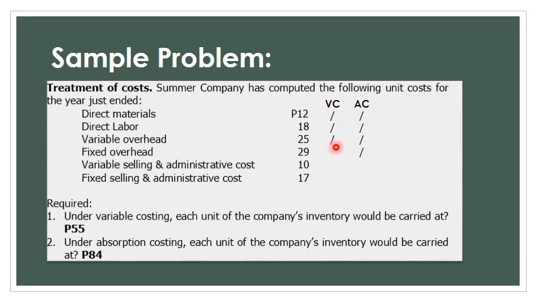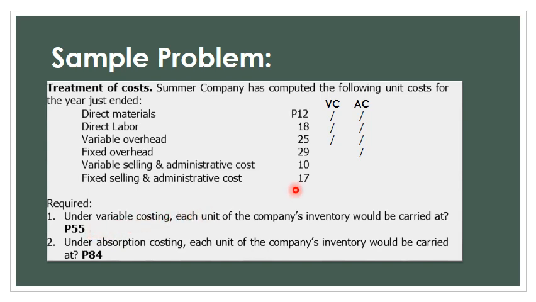So, sila yung may check, sila yung included sa company's inventory or inventoriable cost or product cost. So, 12 plus 18 is 30 plus 25 equals 55 pesos. Kaya yan ang answer natin sa requirement number 1.